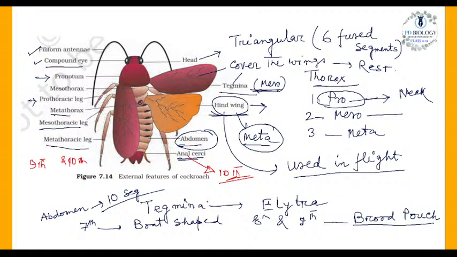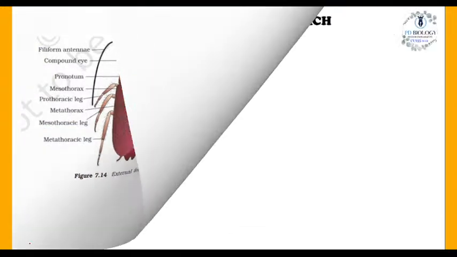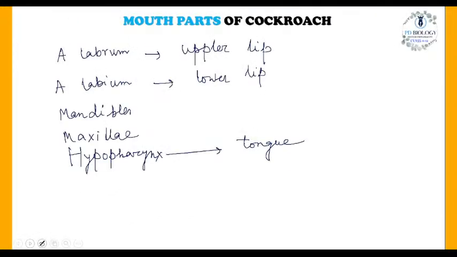Males bear a pair of short, thread-like structures, that is anal style. That's special, that is only present in male. So remember this one. Anal style only present in male.